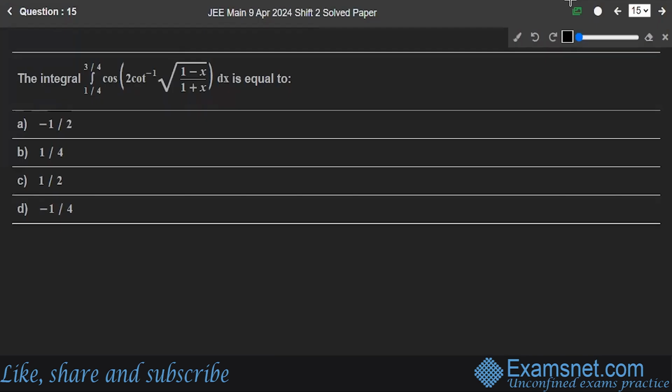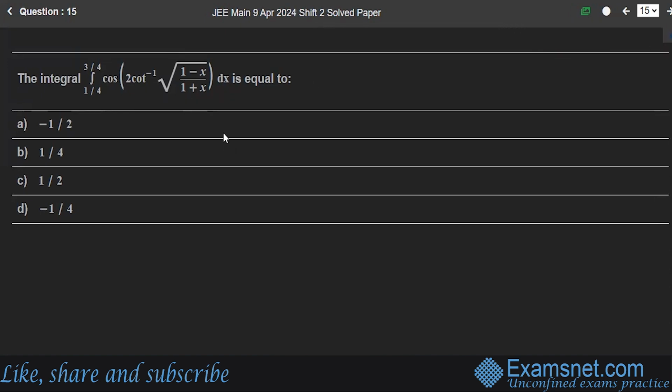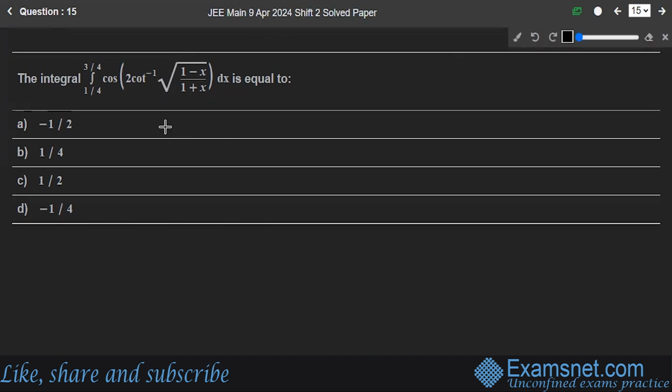Question number 15: the integral with limits 1 by 4 to 3 by 4 of cos inverse 2 cot inverse of this function dx is equal to. So let's write down the integral. This is integral from 1 by 4 to 3 by 4 of cos of 2 cot inverse root of this.